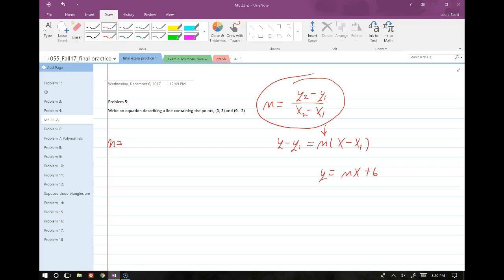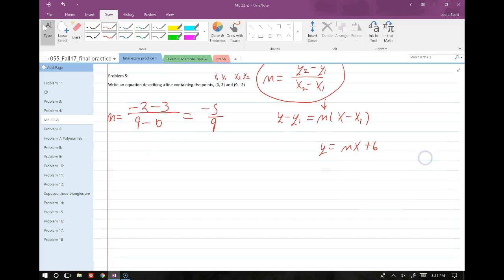m is equal to y2 minus y1 over x2 minus x1. So I'm going to call this x1, y1, x2, y2. All right, so I have a negative 2 minus y1, which is 3. And then I have my x2, which is 9, minus x1, which is 0. So I have negative 5/9 for my slope, m.